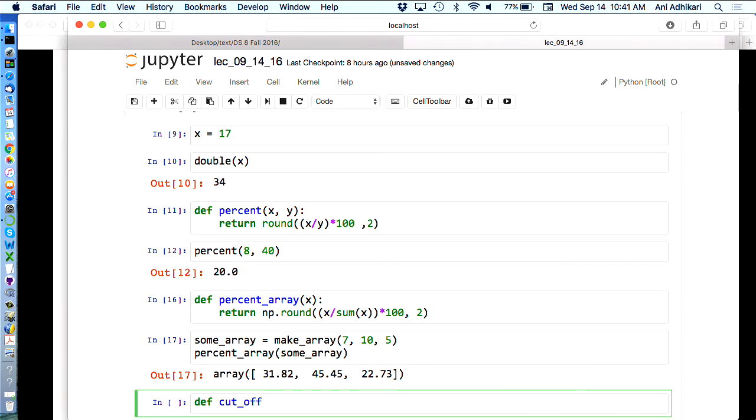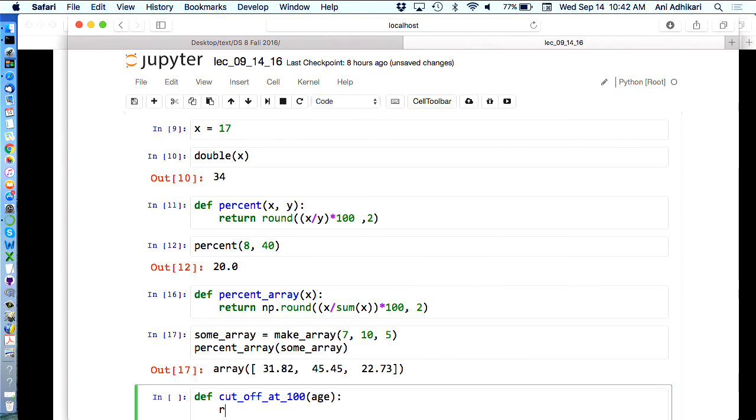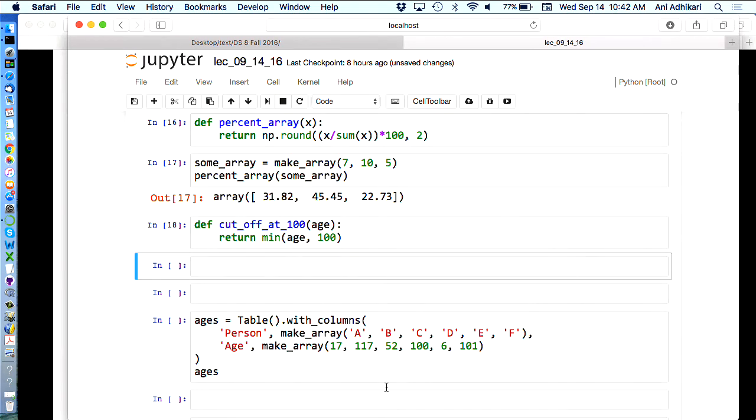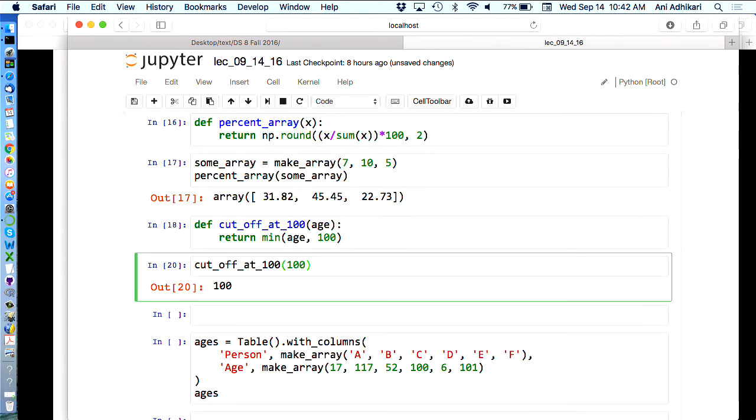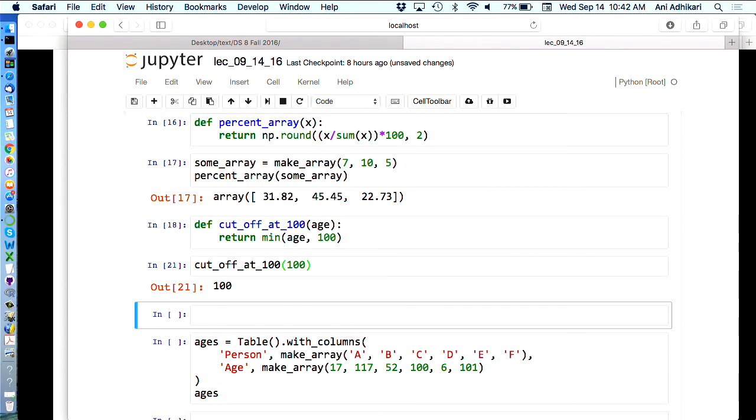And I'm going to call it cutoff at 100, and it's going to take an argument, which I'm just going to call age, and I could call it anything, and this is going to return the min of age and 100. Okay. So now I just want to make sure that this thing works. Cut off at 100 of 23. So far, so good. Cut off at 100 of 1023, 100. And cut off at 100 of 100, it just gives me 100. We're good.